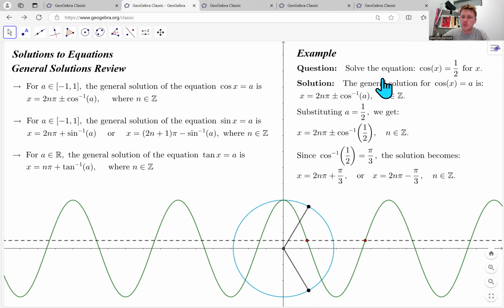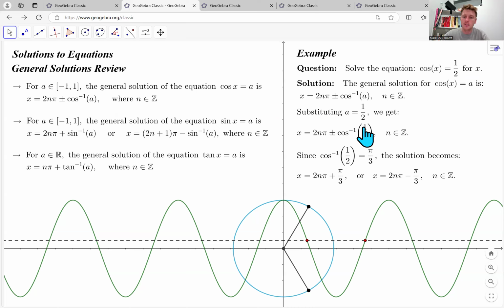I suppose maybe what we could do is look at an example to hopefully refresh your memory on some of those things. So if the question was something like, solve the equation cos x equals 1/2 for x, we could solve that generally. Because it hasn't given us a domain, we need to be able to solve this generally. So we can use a general solution to say this. We know the general solution for a cosine is 2nπ plus or minus the cosine inverse of that angle. And we know a is 1/2.